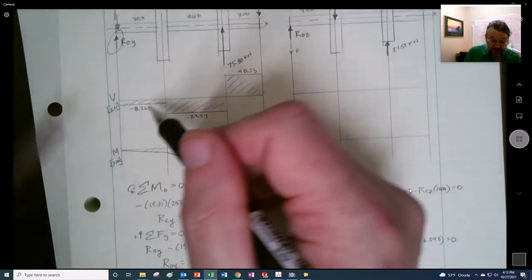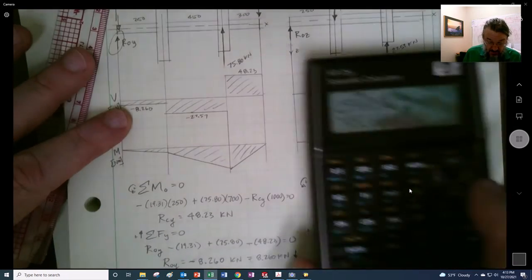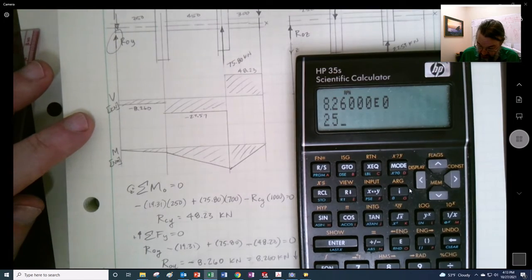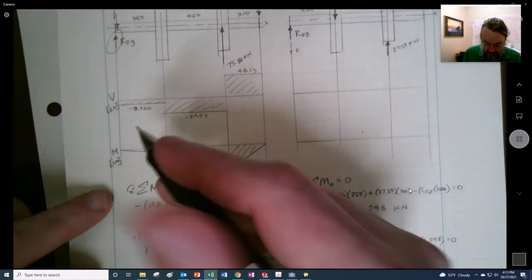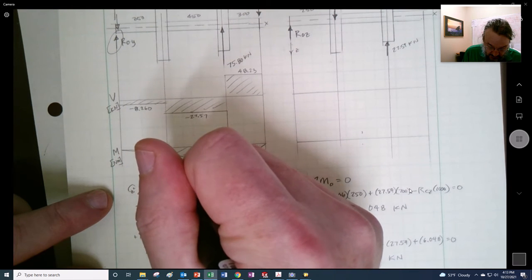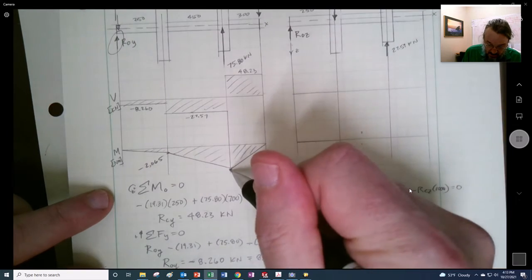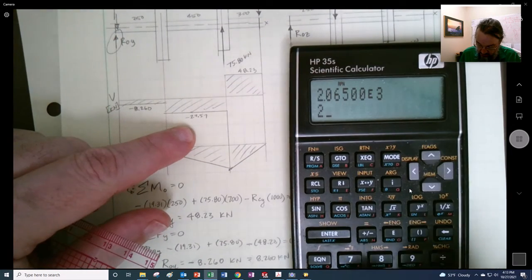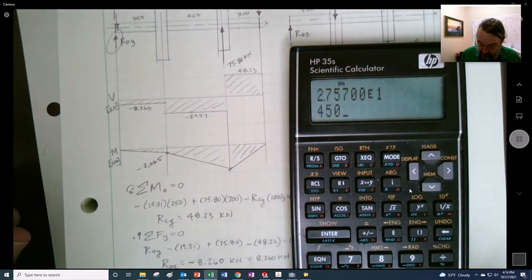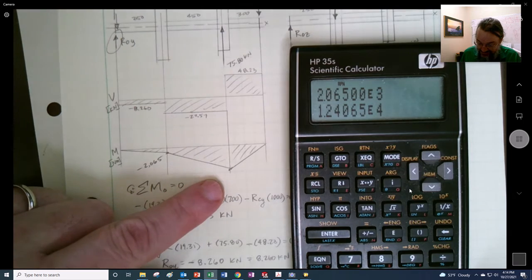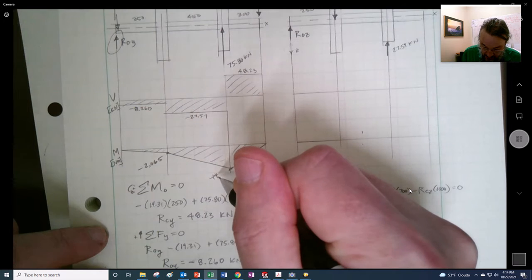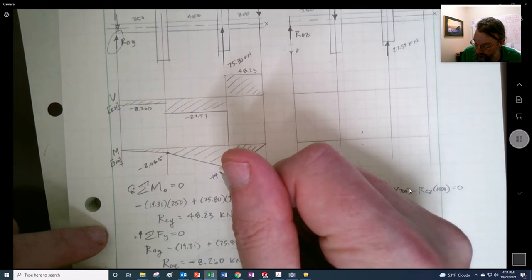So let's take the negative 8.26 and multiply it by 250. 8.26, 250 times, and we get a negative 2,065 Newton meters. And then let's take our 27.57, multiply it by 450, and then I'm going to add it, and I get 14,000. That's actually negative 14,472.